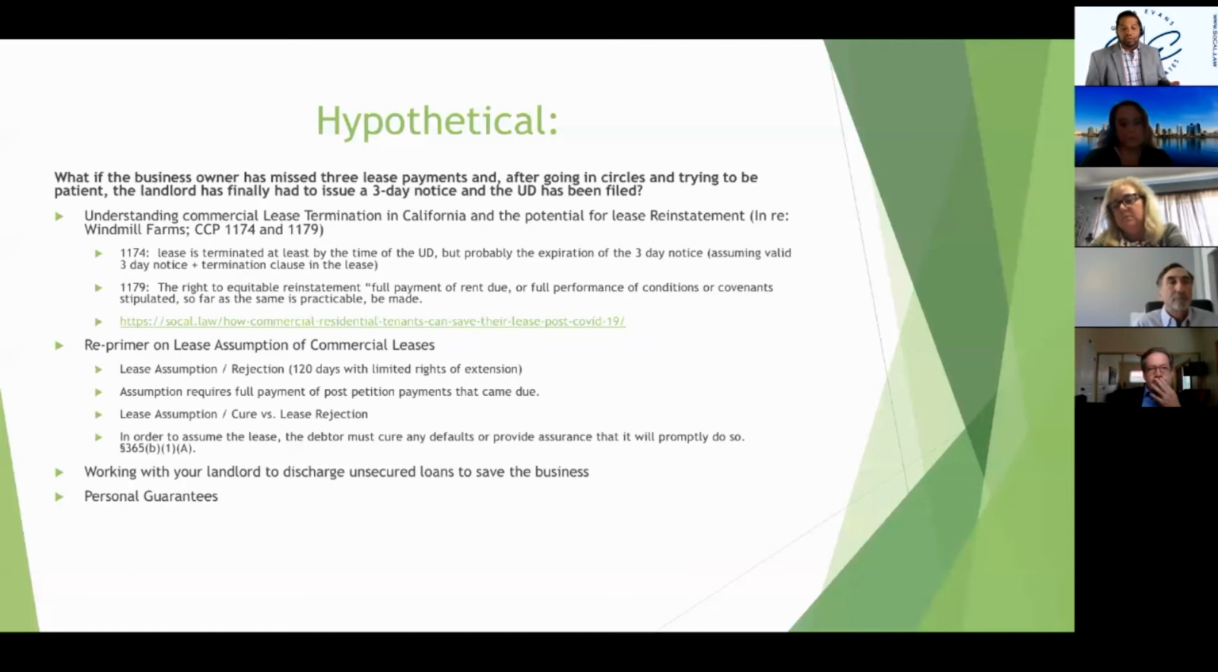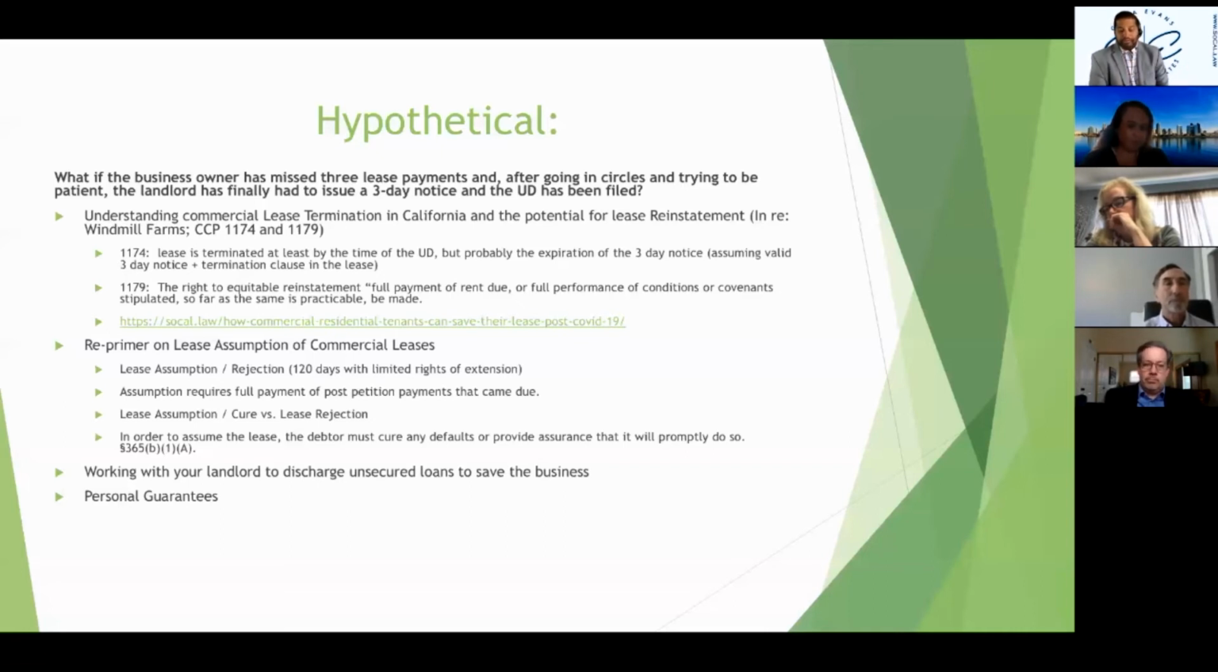And then you go into step two of the analysis, which requires assumption. Assumption is typically going to be within 120 days of filing. But in order to assume the lease, it requires that the debtor cure any defaults and provide assurances that it will do so promptly. It also requires that you provide assurances that you have the ability to pay. So again, you have both of these things coming together, 1179 and 365, in order to reinstate a lease and in order to assume a lease.